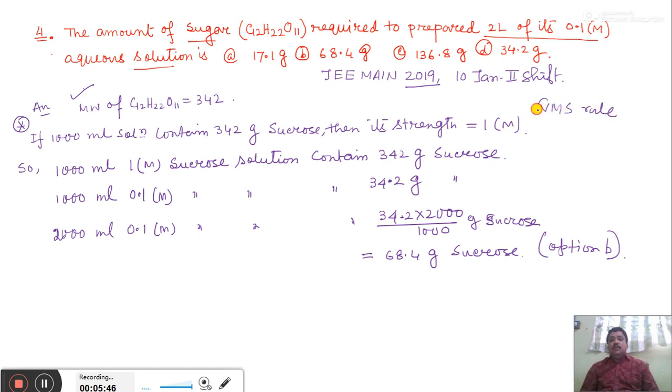V for volume, which is 1000 ml. M for mass, which is the molecular mass 342. S for strength, which is 1 M. Now rearranging this, we write 1000 ml 1 molar sucrose solution contains 342 gram sucrose. So 2000 ml 0.1 molar solution contains 68.4 gram sucrose. So the correct option is B.